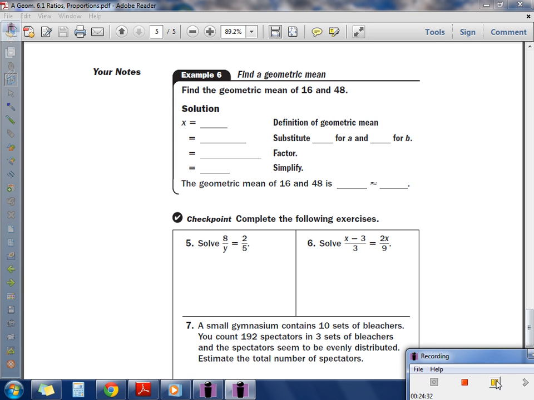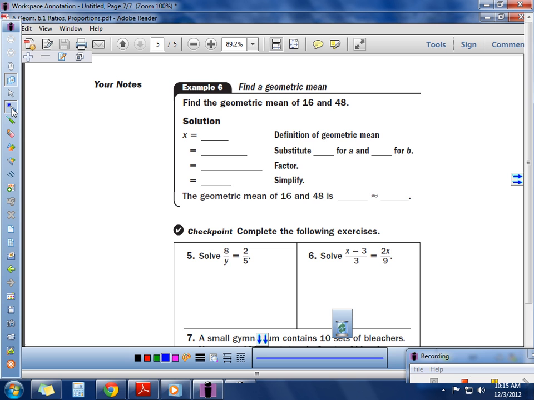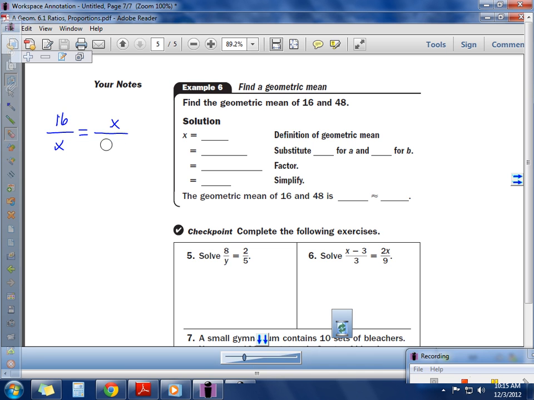Now we're going to do this example 6. It deals with geometric mean. What you should remember is, what does geometric mean look like? Well, it looks like a proportion. It has x's on one diagonal and numbers on the other diagonal. So it says find the geometric mean of 16 and 48. Where do I plug in 16 and 48? For the numbers. So here's 16, and here's 48. Now I could have put the x's on this one and numbers on this one. It really doesn't matter, but we'll go from here. This is the normal way you'll see it.